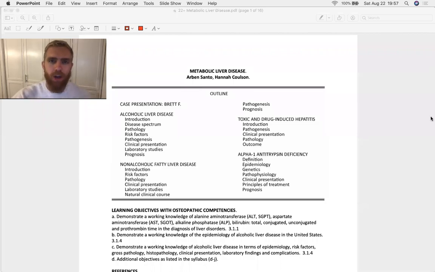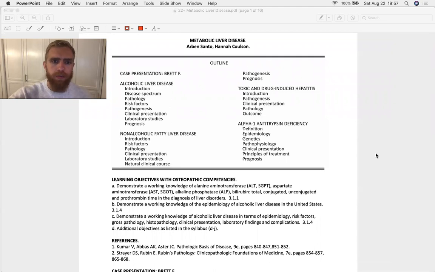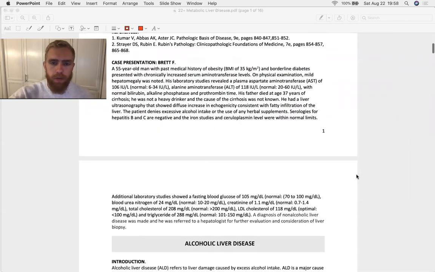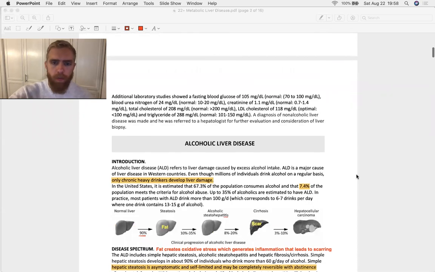Hello, let's talk about metabolic liver disease. I think the most important, most central concept you ought to know regarding this SDL is that alcoholic and non-alcoholic chronic liver disease appear the exact same way.